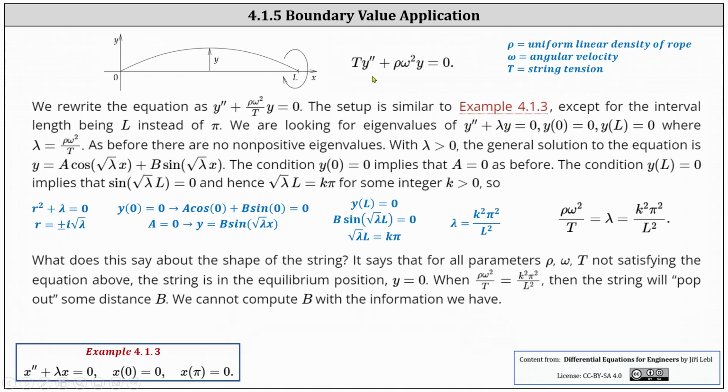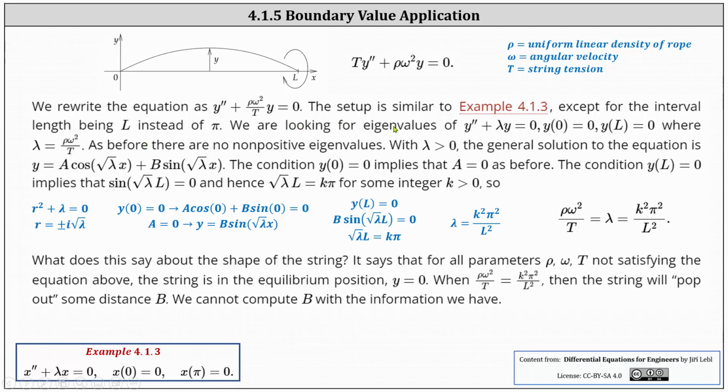For the next step, we take the equation T y double prime plus rho omega squared y equals 0 and divide through by T, which gives us the equation y double prime plus rho omega squared divided by T times y equals 0. From here, the setup is similar to example 4.1.3, which we looked at earlier. I've copied this problem below. The only difference for this new problem is the interval length being L instead of pi.